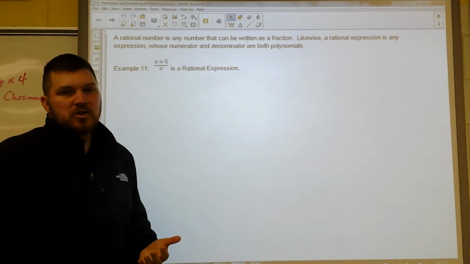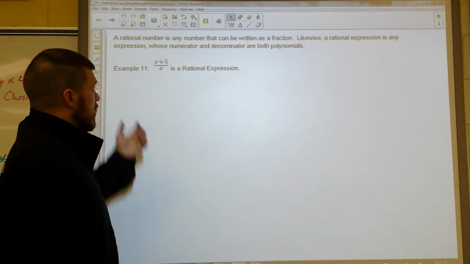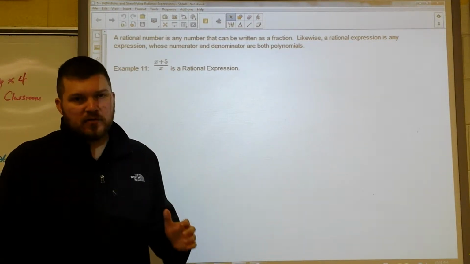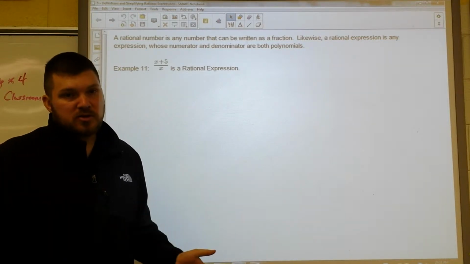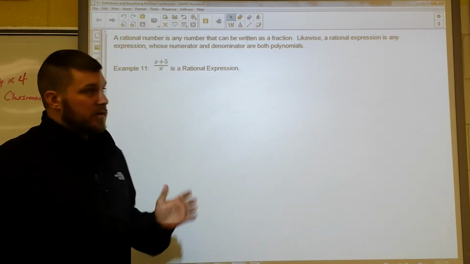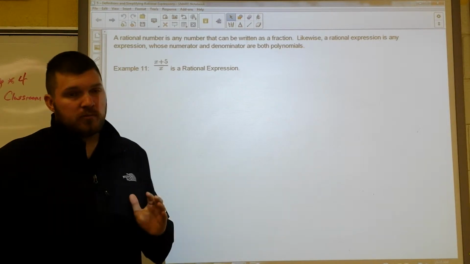A couple things you should always know about rational expressions. You can never, ever, ever have 0 in the bottom. If you have 0 in the bottom, then there's no solution. That's probably the most important thing about rational expressions you can remember. Okay?